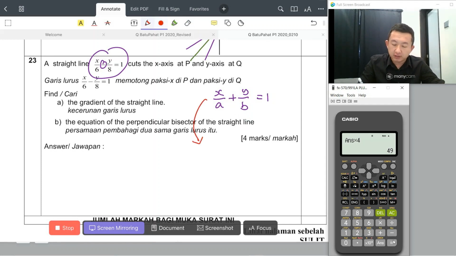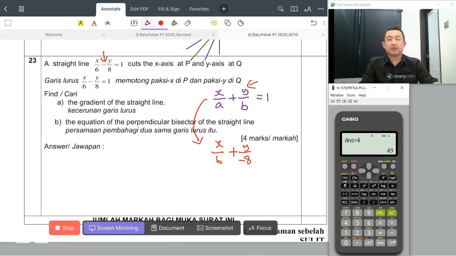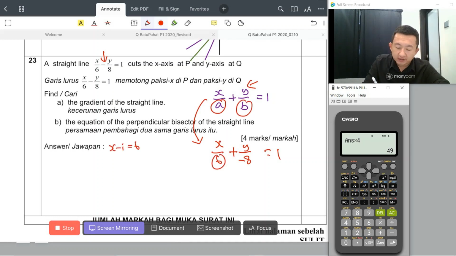We change it. Let's say I have x over 6. To change this negative sign to plus, I can simply change it, right? What happened to the negative sign? You must allocate it either with negative y or with negative x. If I put it with y, then it will be different to this one. So I will keep it with 8. So negative y over 8 equals 1. Okay, now you can say x-intercept equals 6. Y-intercept equals negative 8.